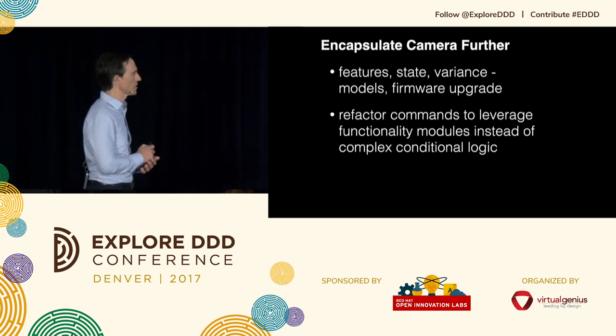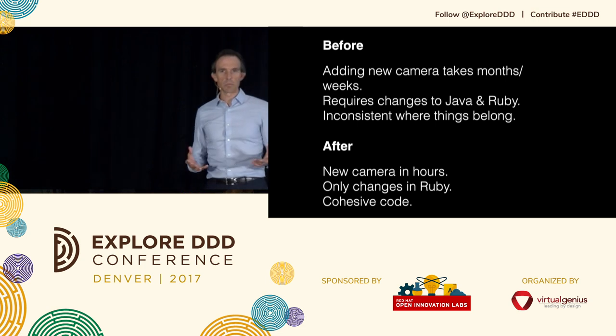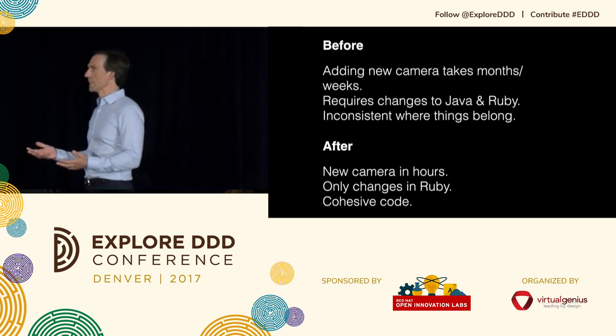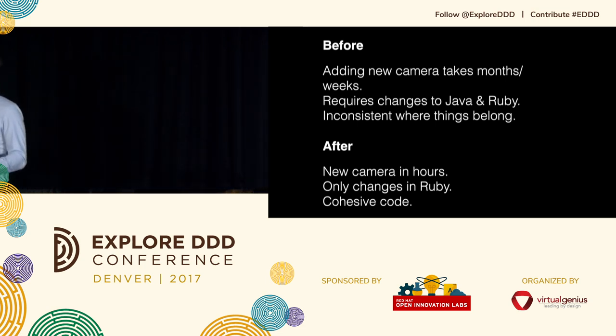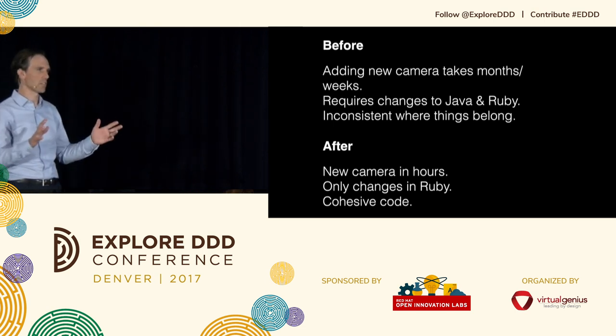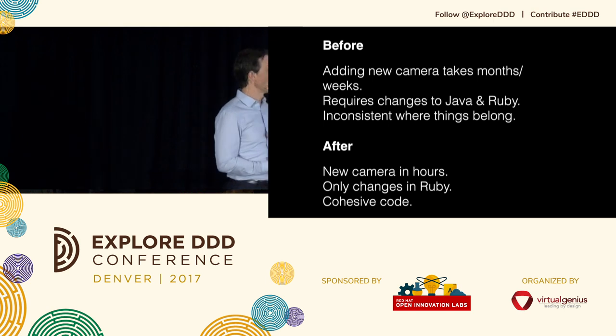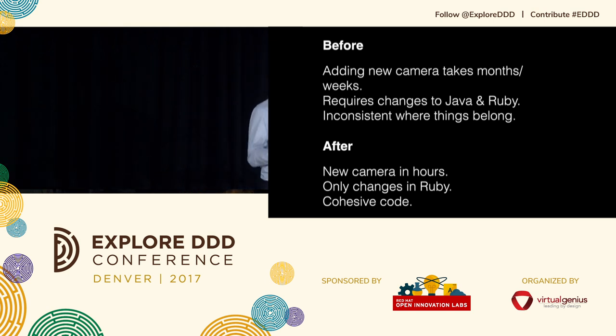So let me just talk about some of the wins to close up here. What we found on this project was that, like I said at the beginning, adding a new camera as a supported device took months, weeks. And there were lots of changes on the Ruby side, the Java side, and it was kind of stressful and fraught with problems. And then after we did these series of refactorings, now it was relatively trivial to add a camera. Like, we could do it in hours.